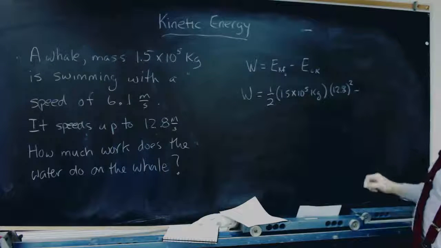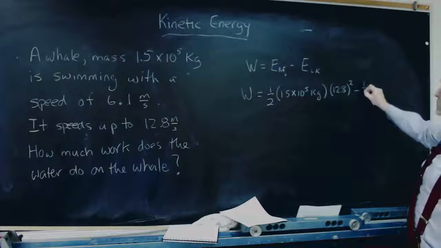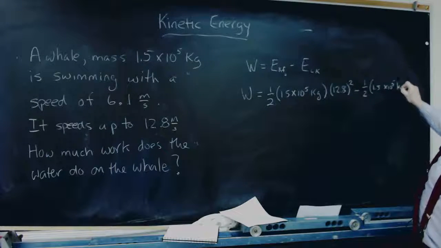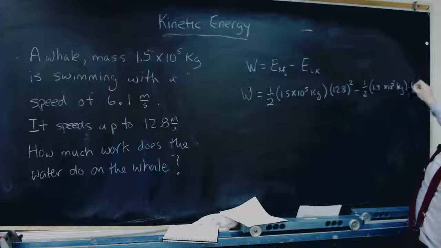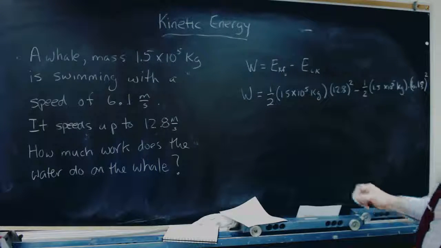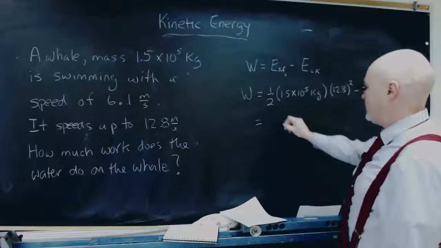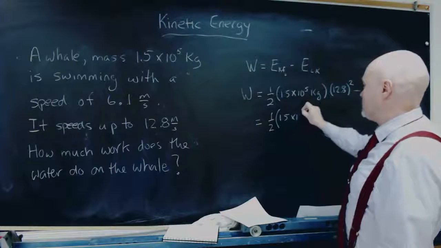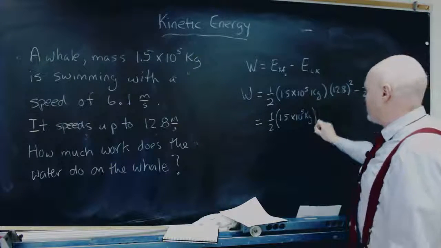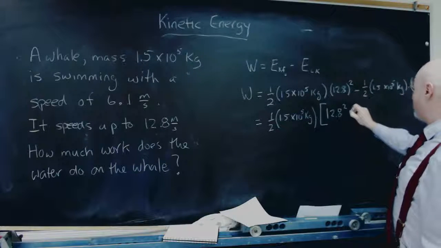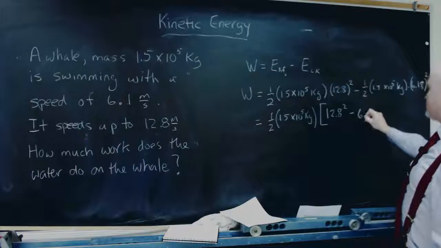And then we're going to subtract the initial kinetic energy, which is 1/2, 1.5 times 10 to the 5th kilograms times 6.1 meters per second, and that whole thing is squared. Look at this. I can make this way simpler by factoring out the m's. 1.5 times 10 to the 5th kilogram. So I'm going to factor that out because I might be lazy in a future lifetime.